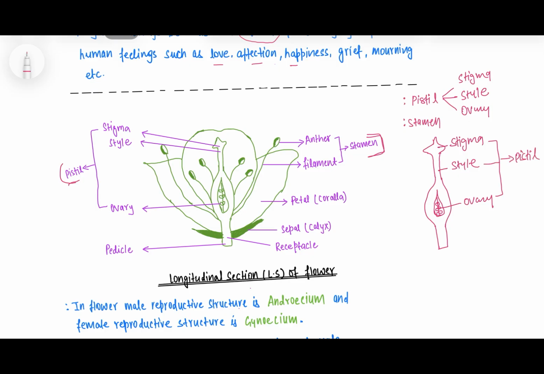Next is stamen. Stamen is actually more simple to understand. This is anther, this is filament, and the whole together is called stamen.